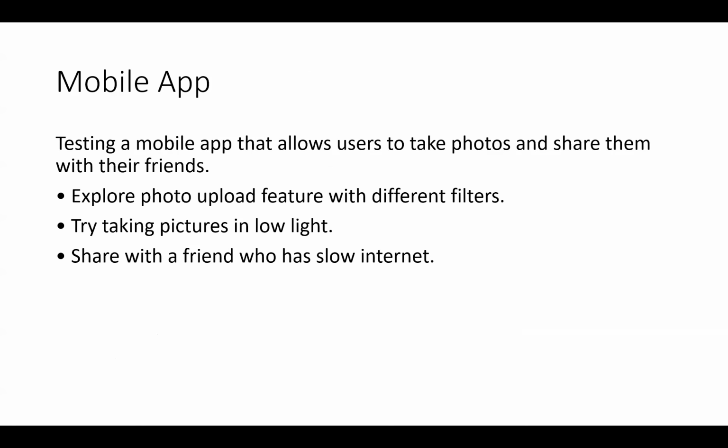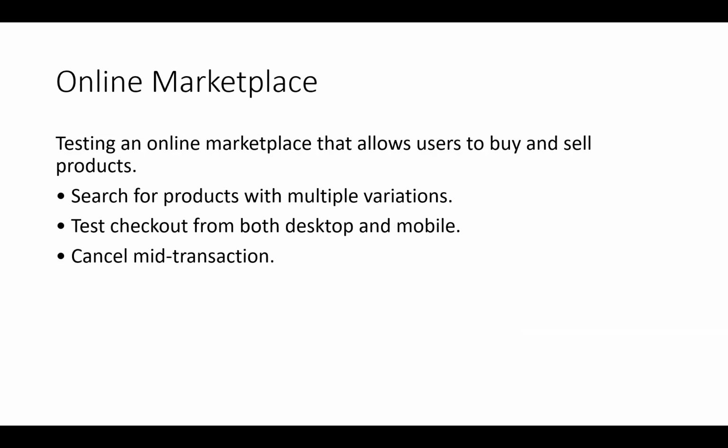Okay, so let's say we have a mobile app and it allows users to take photos and share them. Okay, so a user might take a photo and then want to see if it has an upload feature with filters, right? They might try taking a photo with some bad lighting, and then they may want to share with someone, but they don't have a proper internet connection, right? Another example is an online marketplace. Okay, and this allows you to buy and sell products. So you might want to just search for products using different names, right?